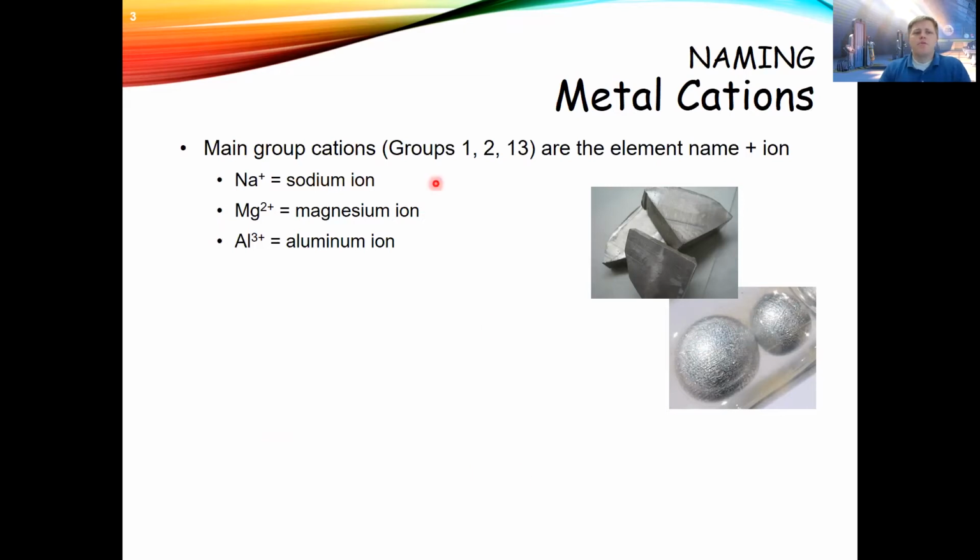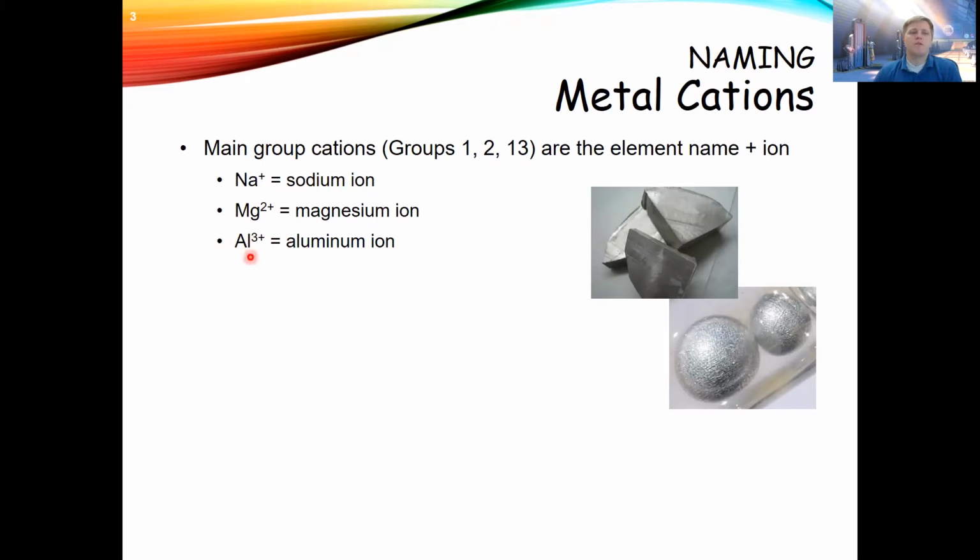For main group cations, so these are your alkali metals, your alkaline earth metals, and the first column in the p block, when they are metals and they are ions, we just refer to them by their element name plus the word ion. So here we have Na+, the sodium ion. Magnesium is Mg2+ in its ionized form. Why is that? Because it's in the second column, so it has to lose 2 electrons to become ionized, and that's by far the most common form of it.